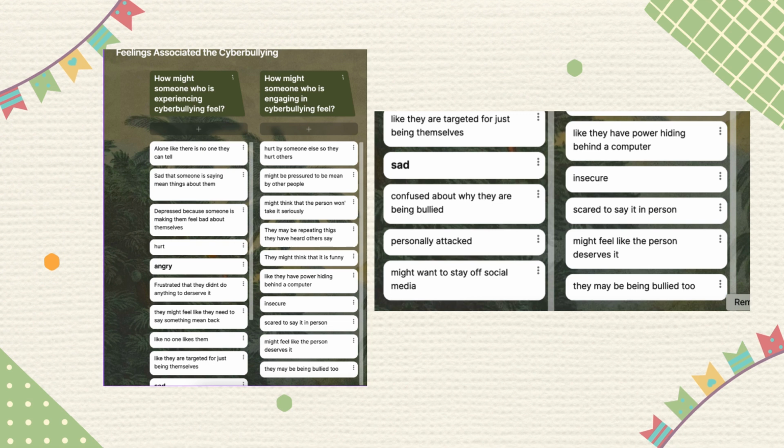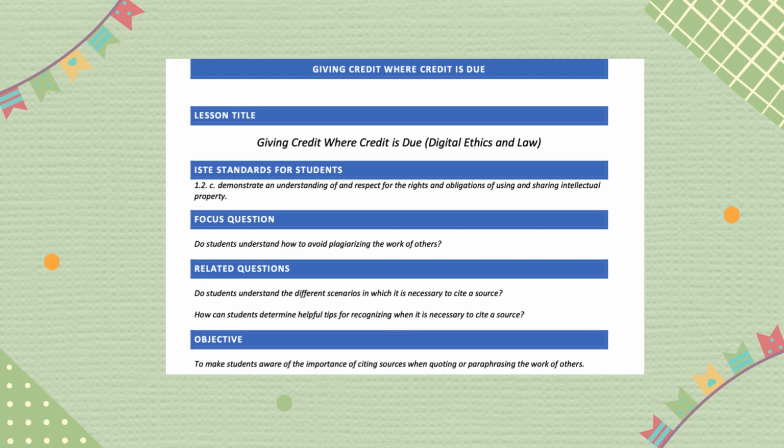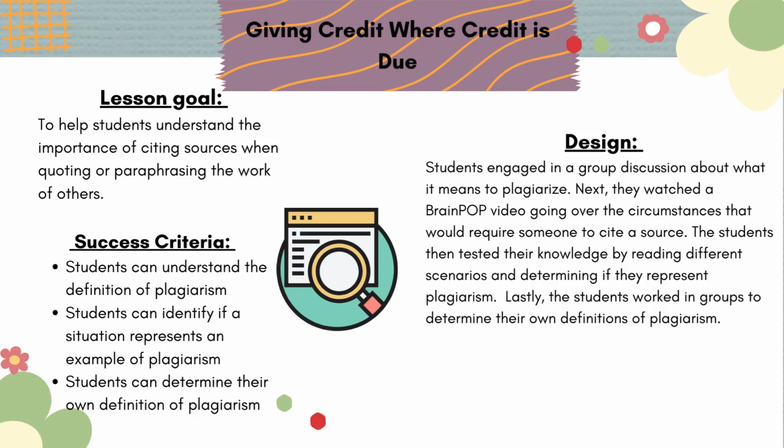The goal was for them to be able to use this activity to guide their thinking when interacting online, even after this lesson. The second lesson was titled Giving Credit Where Credit is Due. The main objective of this lesson was to make students aware of the importance of citing sources when quoting or paraphrasing the work of others. Of course, I wanted students to be able to understand the definition of plagiarism and be able to identify situations that represent plagiarism versus ones that do not.